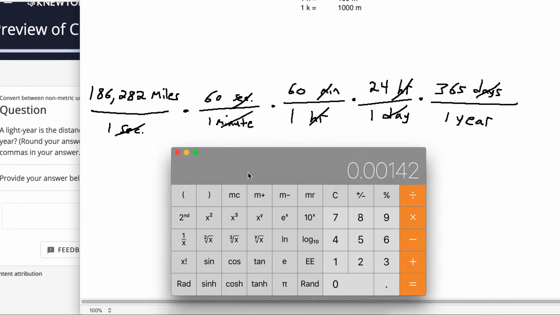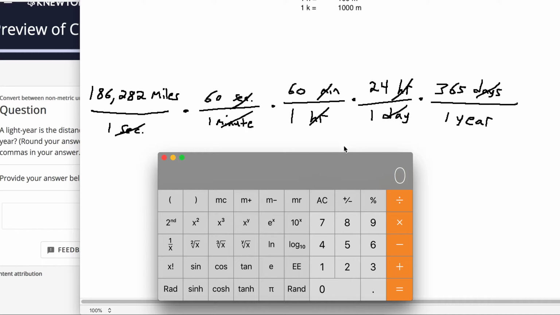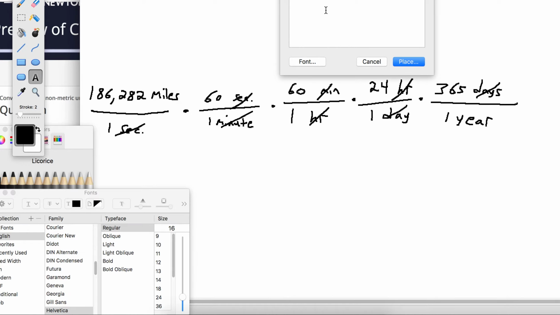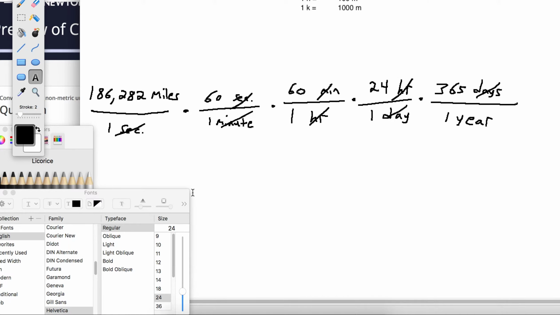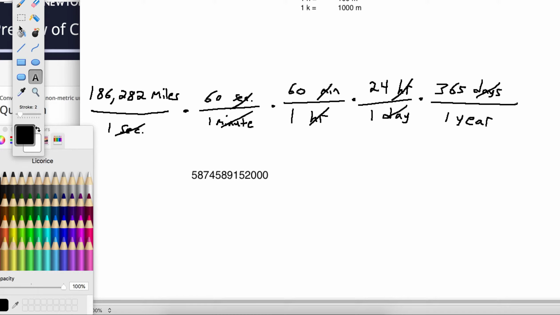So just need to take a calculator, and it's nice because it's numerator times denominator with fractions, right? Just take the 186,282 times 60 times 24 times 365. So let me copy and paste that. Make it a little bigger. It's this many miles per year. Okay, so that's how far a light year is in miles.